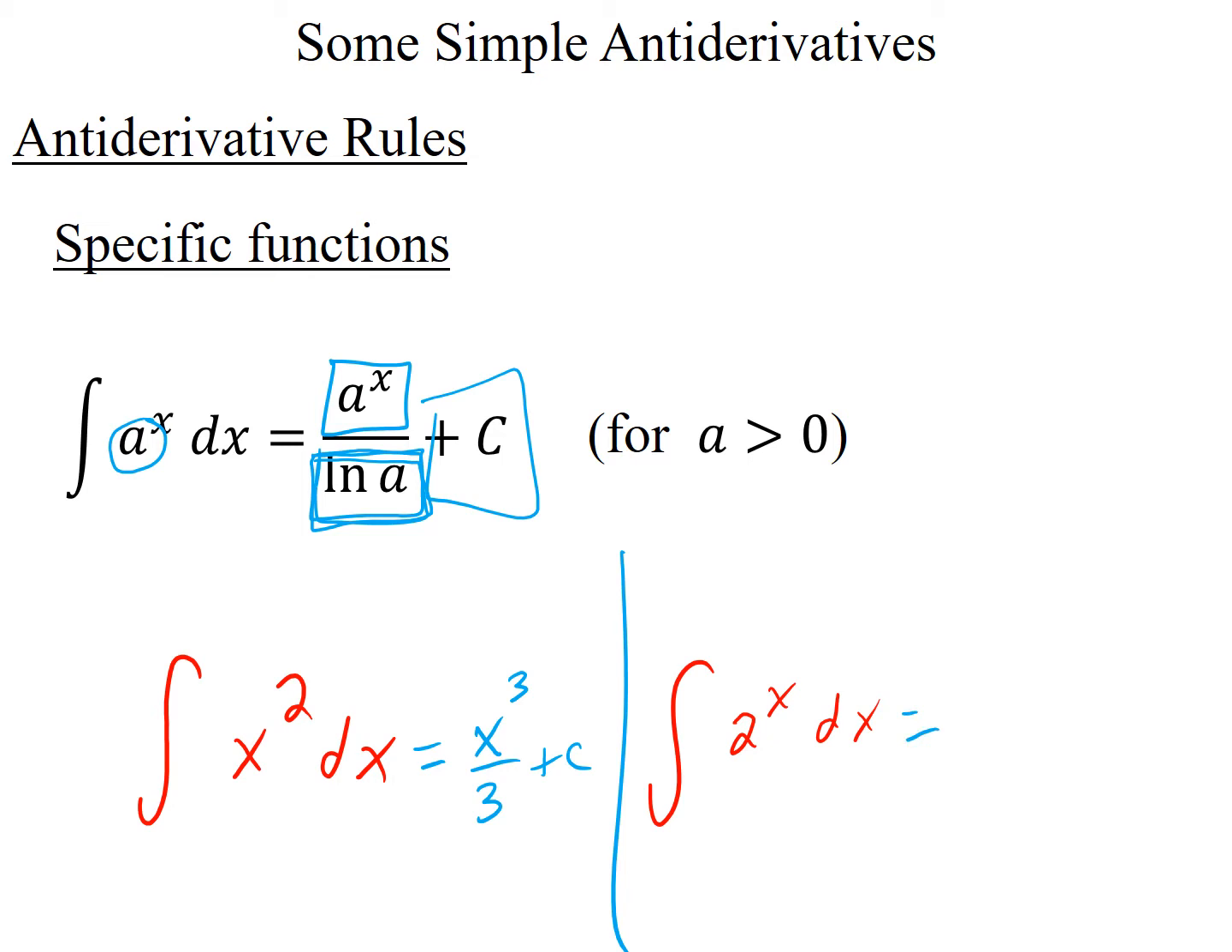To find the antiderivative of an exponential function, you just copy down the whole entire exponential function and divide by the natural log of the base. The base is 2, so divide by natural log 2, and then plus c. That's how that one goes.